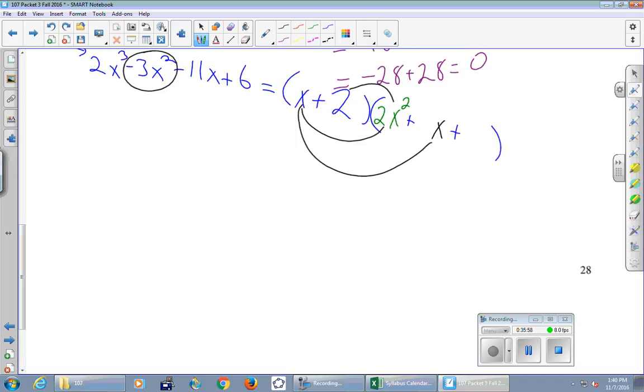Okay, so what goes on the outside? x plus 2. And we're dividing that into this whole big thing with 4 terms in it: 2x cubed minus 3x squared plus 11x plus 6.